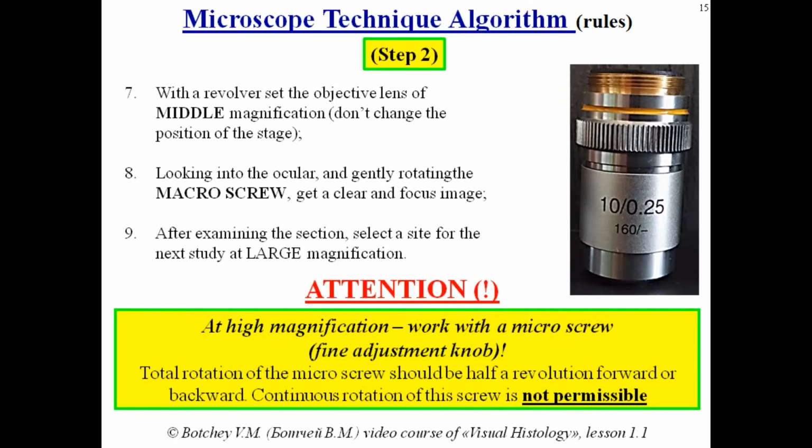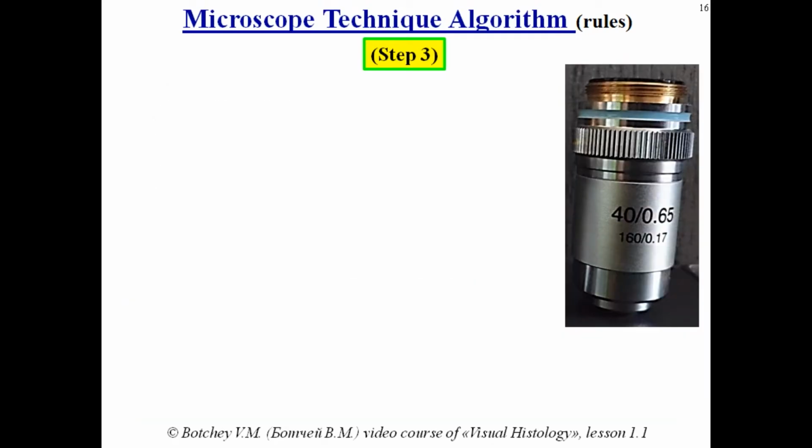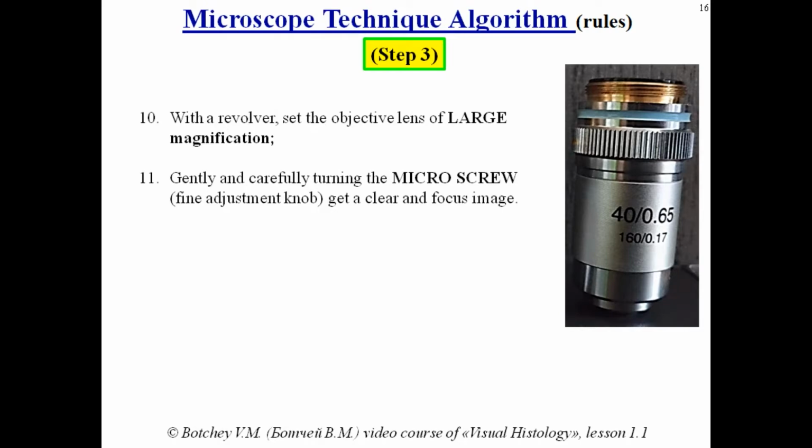And finally, step 3. Microscopy at high magnification. Don't change the position of the stage, only with the revolver. Set the objective of large magnification. Gently and carefully, turning the micro screw or fine adjustment knob, get a clear and focused image.